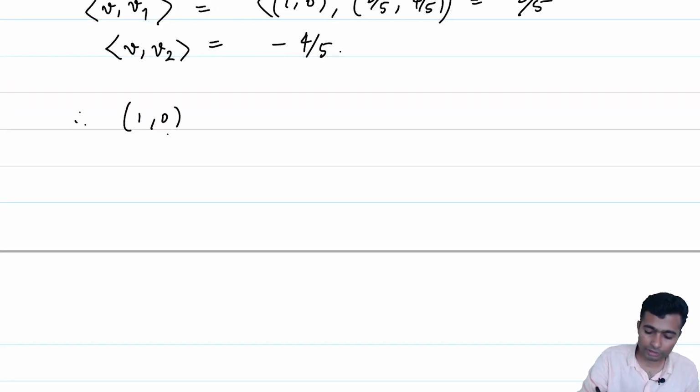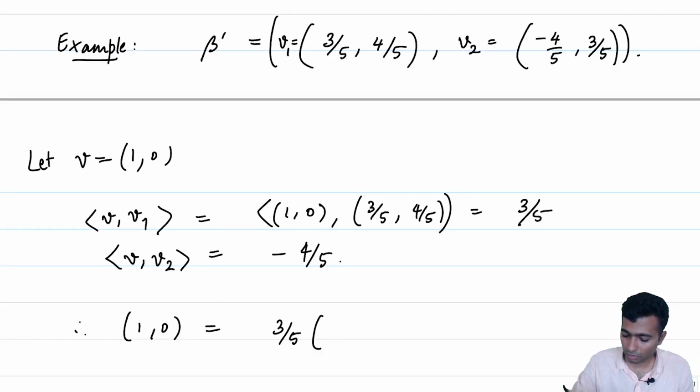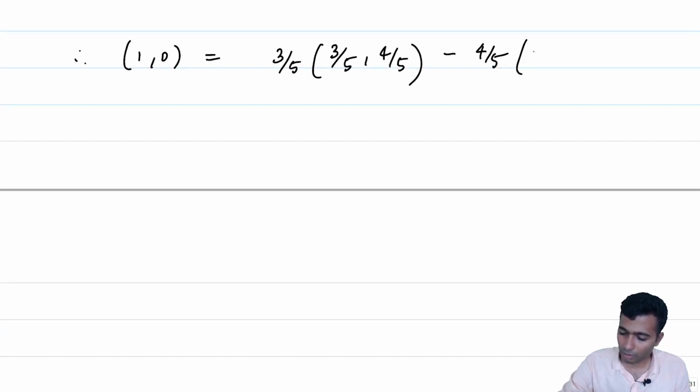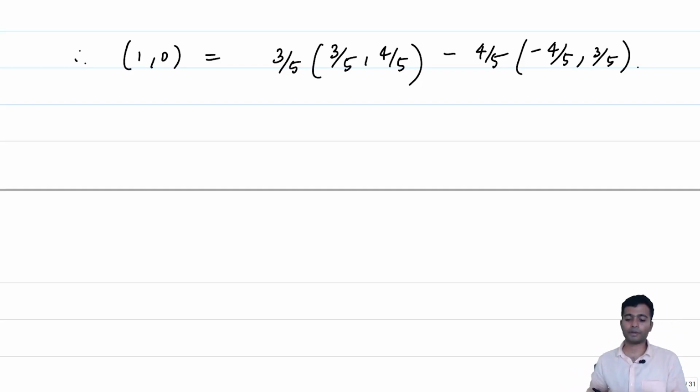Therefore, by what we just did, v is equal to 3/5 times (3/5, 4/5) minus 4/5 times (-4/5, 3/5), and you can check that this is actually the case. So without going down to solving a set of linear equations, this is making our life much easier. It only gets better actually with higher dimension, the complexity starts coming down accordingly.